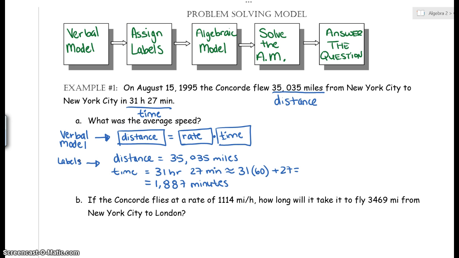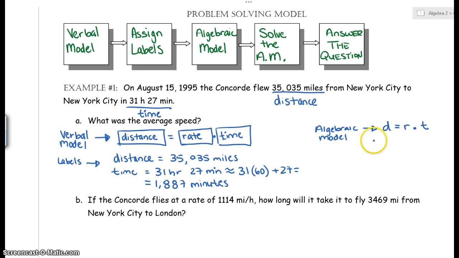Now let's go ahead and write our algebraic model. This is a model where there's letters involved. So for example, instead of writing distance, I would label D. Or instead of writing rate, I would put an R times the time, which I would represent as a T.